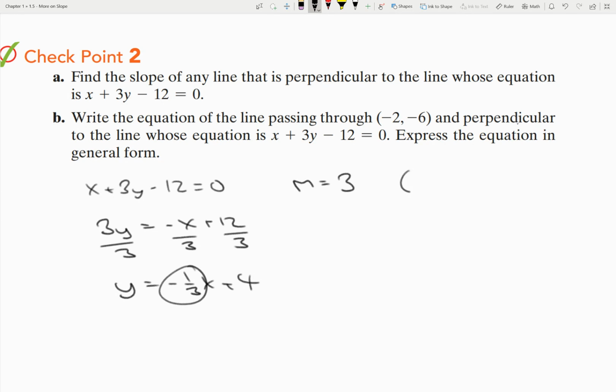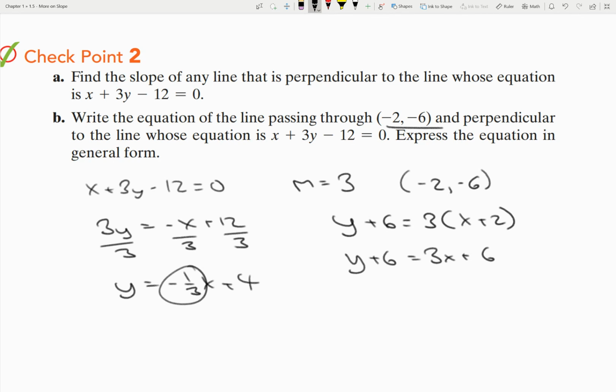And then I'm going to go through -2, -6, right? That's the point I want to go through. So point slope, y minus a minus 6, equals 3 times x minus a minus 2. So y plus 6 is equal to 3x plus 6. Subtracting 6 from both sides just cancels these two out. And so we have -3x plus y is equal to 0 in general form.